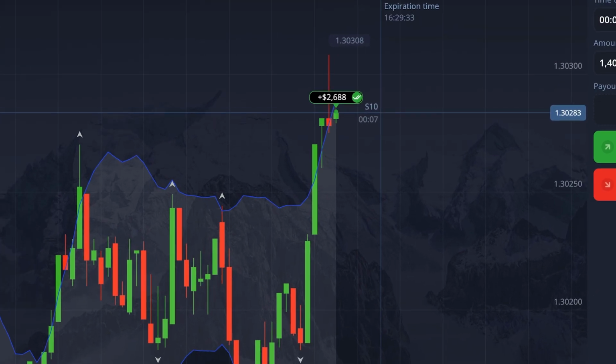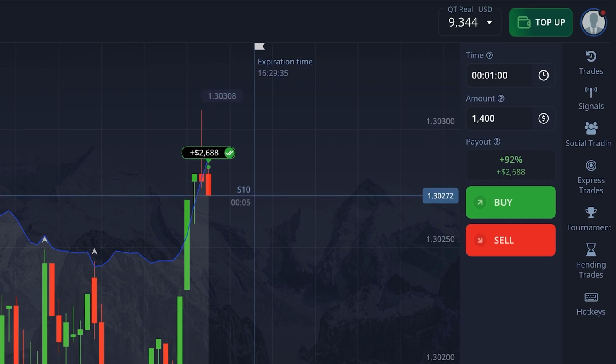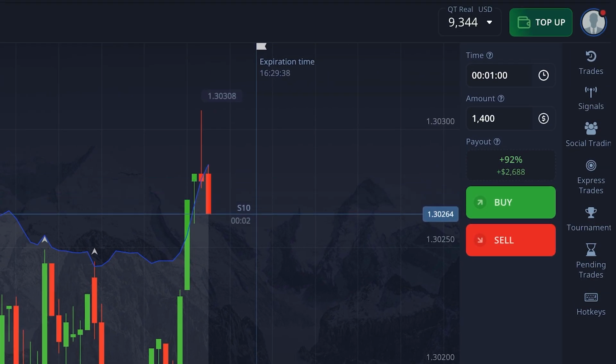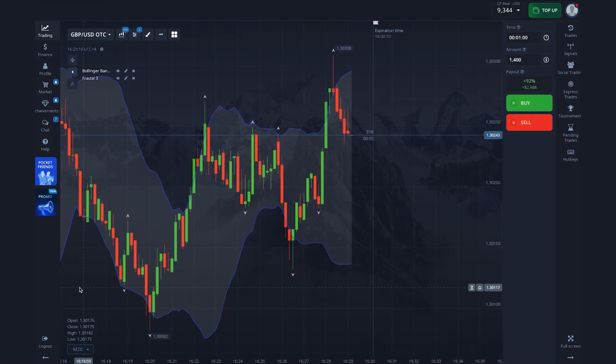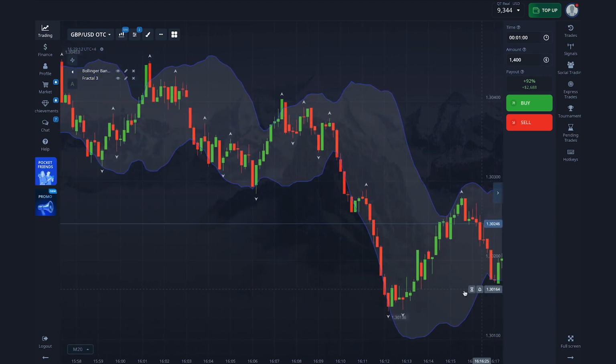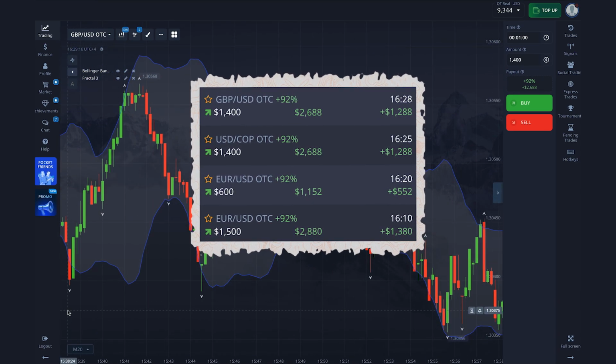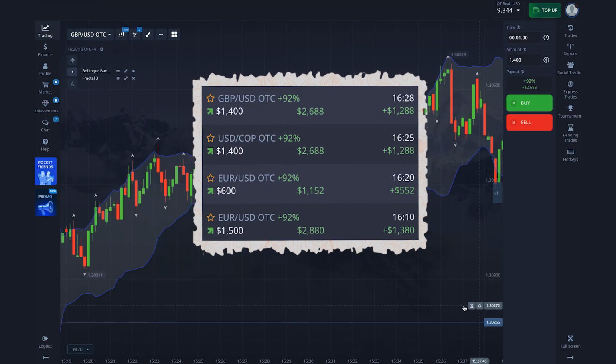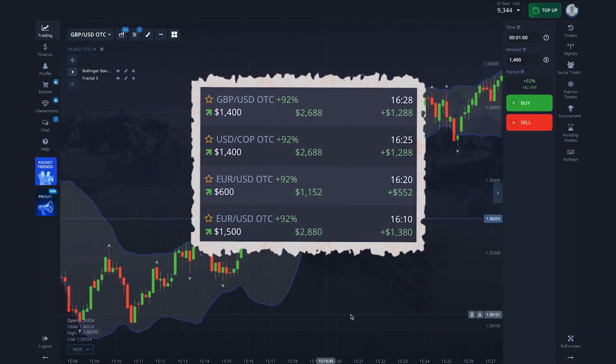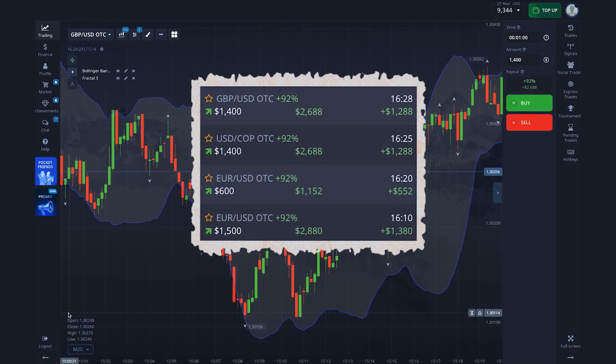Another $1,288 in profit. The balance grows to $9,344. The results of the day are impressive. The balance has increased from $4,836 to $9,344.